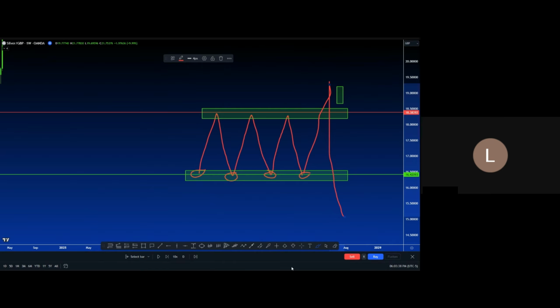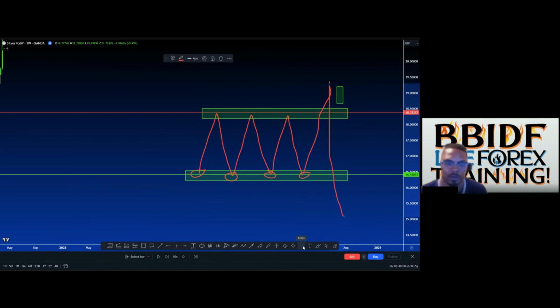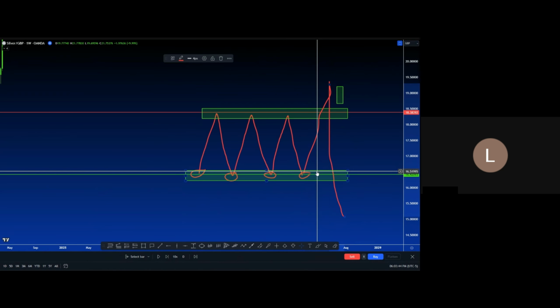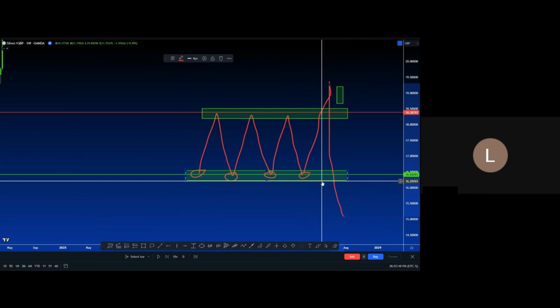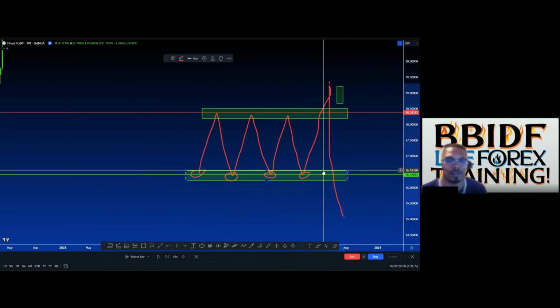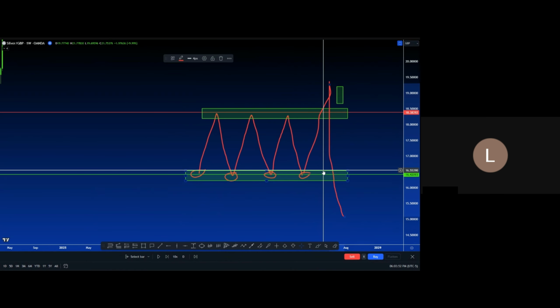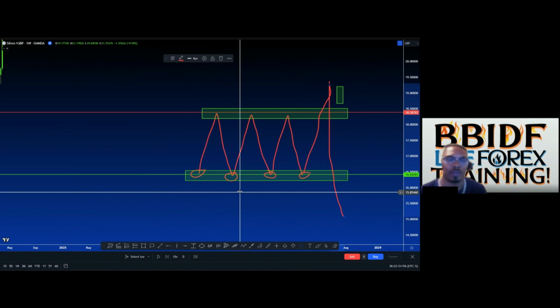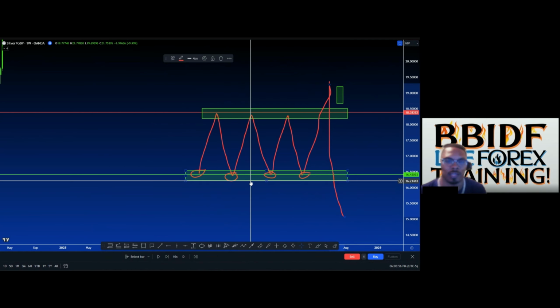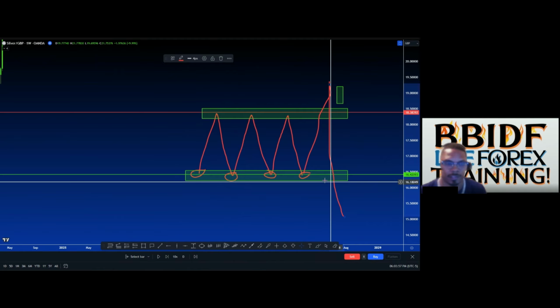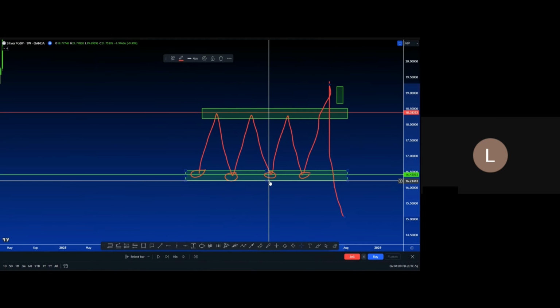It dropped through the resistance? It dropped through the bottom. Yeah, it went through the resistance, so it's below. Oh, no, it went through support. Which means it went through support. Yeah, okay, support. So now what does this zone become? If it broke support, what does this zone now become? It becomes the resistance. Okay.